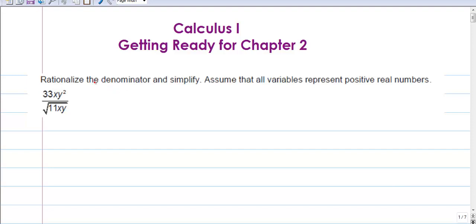And whenever you have a single term in the denominator, so here I just have a single term, to rationalize, I'm going to multiply the top and the bottom by the radical in the bottom. Which means, in this case, I'm going to take the square root of 11xy, and I'm going to multiply that in the denominator and the numerator.